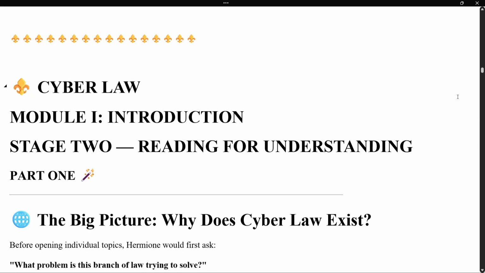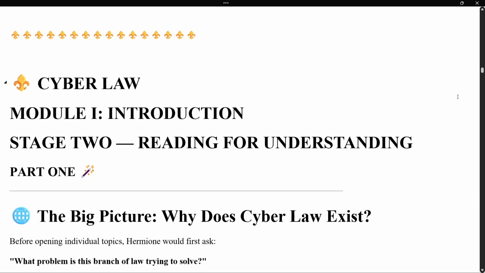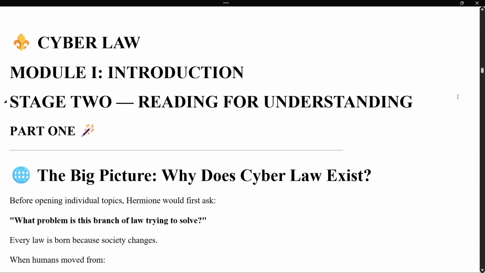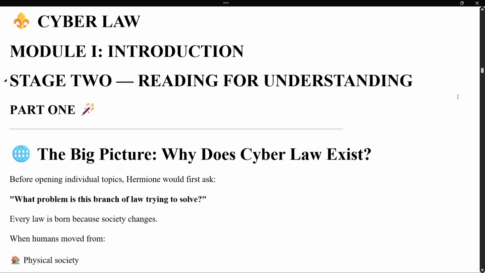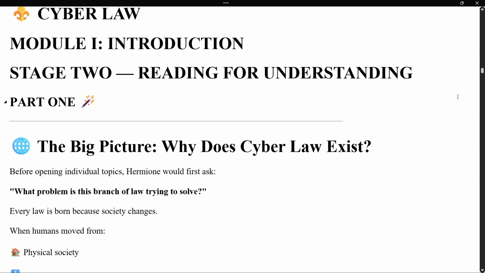Book. Cyber Law. Module I. Introduction. Stage 2. Reading for Understanding. Part 1. The big picture. Why does cyber law exist? Before opening individual topics, Hermione would first ask, what problem is this branch of law trying to solve? Every law is born because society changes.